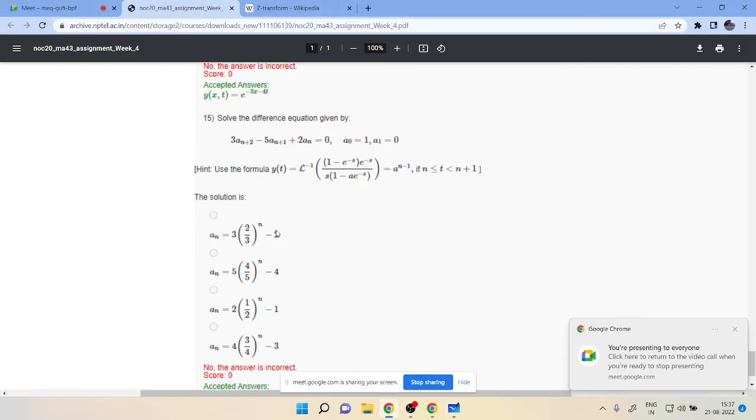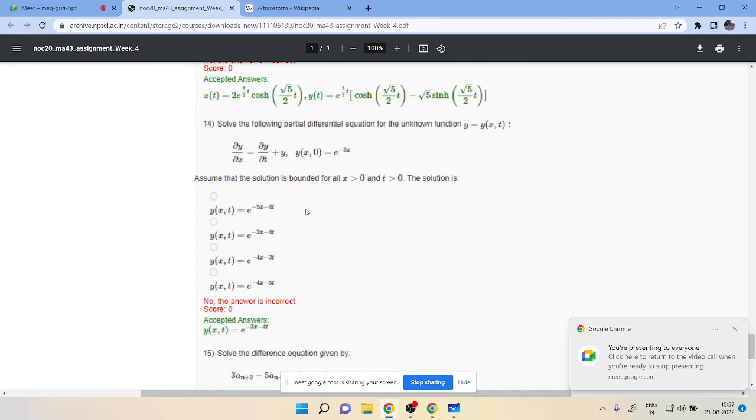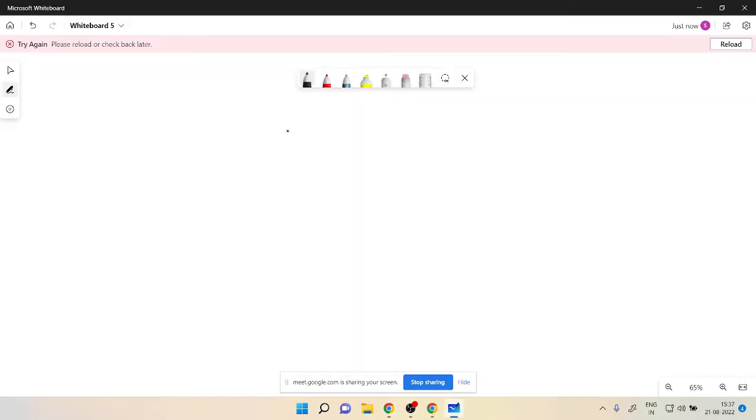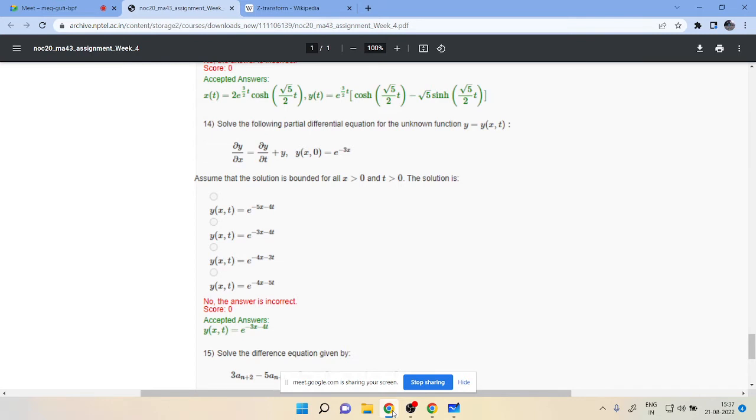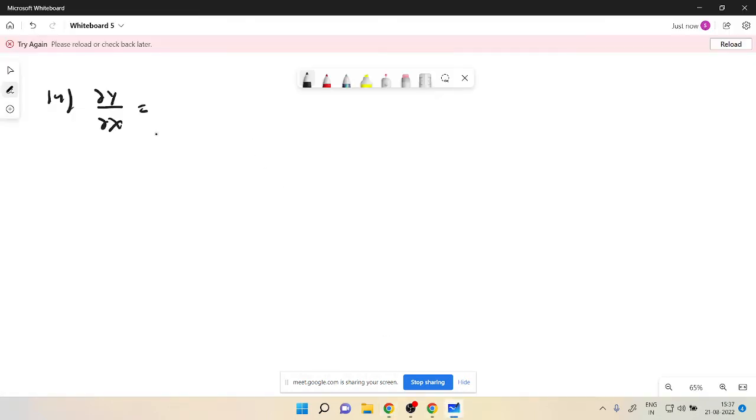Let us try that. So the partial differential equation that we solved last time, I think I was dissatisfied with that. So let us solve it again. So what is the expression? Did anyone try this question? Dou y by dou x is equal to dou y by dou t plus y of x comma 0 is equal to e power minus 3x.